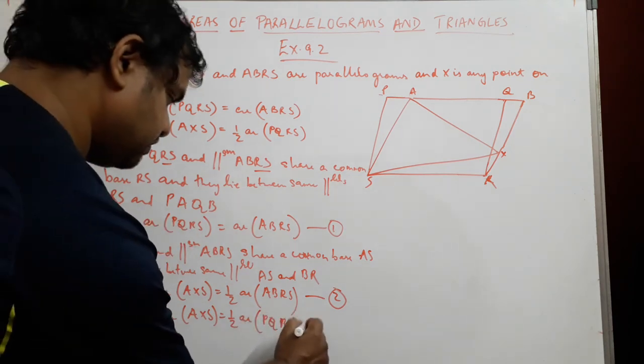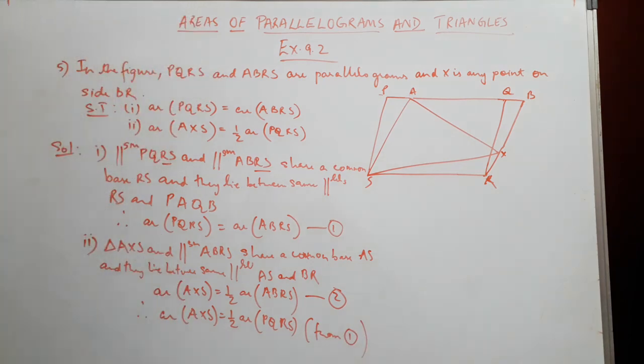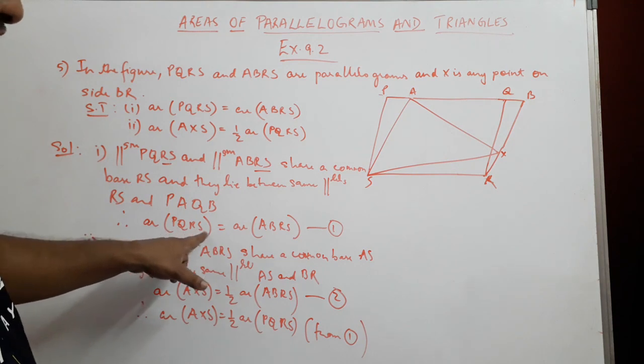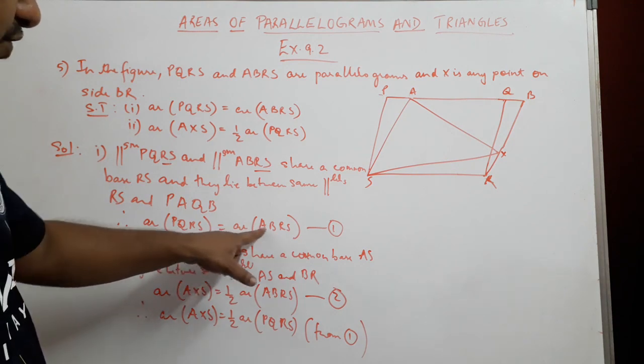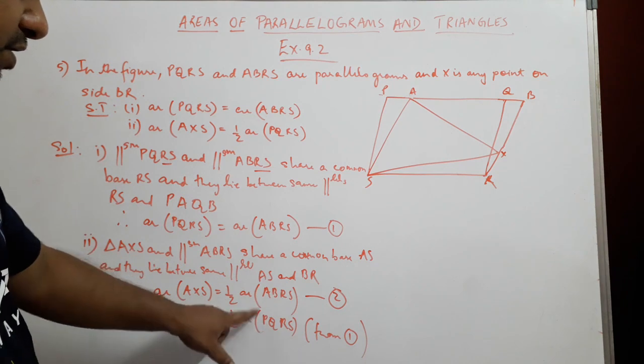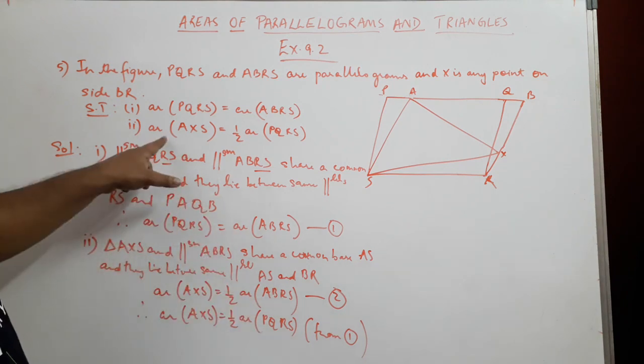Okay, and here we can give from 1. Okay, why from 1? Because if you notice, we have proved area of PQRS is equal to area of ABRS. So we can switch from ABRS to PQRS because they have the same areas, and this is what we need as asked in the question.